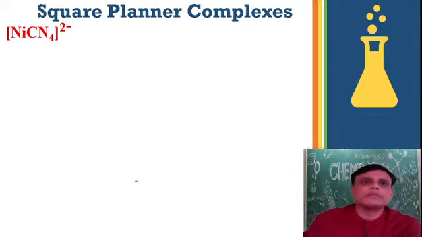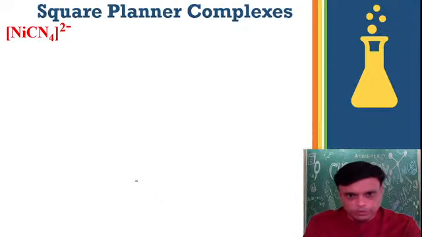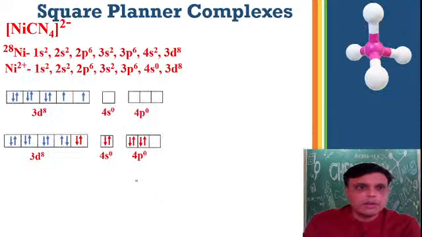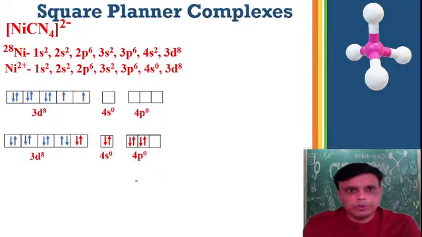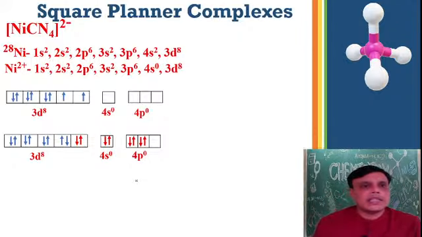Then we will see the second type of geometry, that is square planar complexes. Now for example this Ni(CN)4 2 minus. ठीक है, तो इसका हम लोग देख लेते हैं Ni(CN)4 2 minus. क्या है यहाँ पे Ni(CN)4.